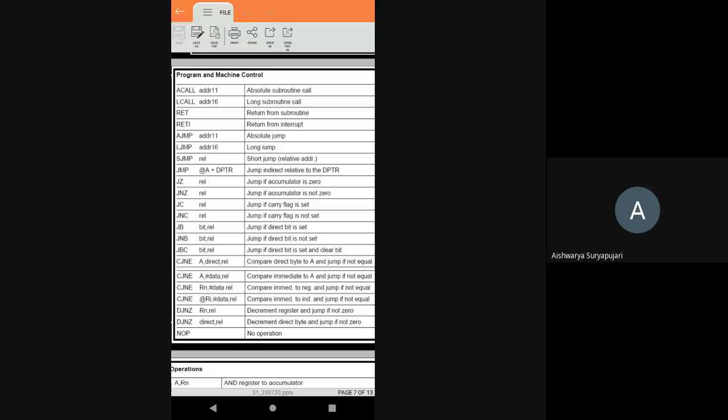So here what is this call, how it is being used? So we will concentrate on that one. So first instruction, if you can see here, A call address 11, आणि त्याच्यात खालची आहे L call address 16. त्याचं डिस्क्रिप्शन पण वाचा. That is absolute subroutine call. Absolute subroutine call. आणि खालचं जे आहे ते लॉंग सबरूटीन कॉल.